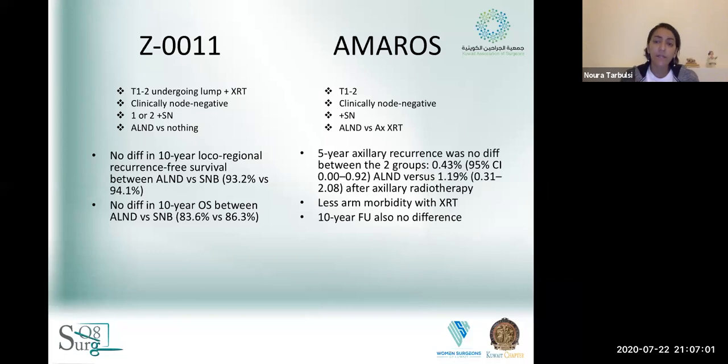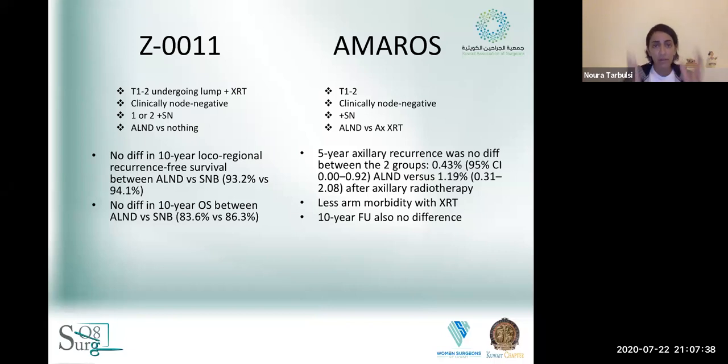5-year axillary recurrence was no difference between the two groups, 0.43 in the dissection versus 1.19 in the radiotherapy. What was significantly different is the lymphedema and arm morbidity, which was much less with the radiotherapy group. The 10-year follow-up came out a couple of years ago, and there was also no difference in the survival whether a sentinel node positive patient was dissected or only received radiotherapy. What was different is the chances of getting lymphedema.